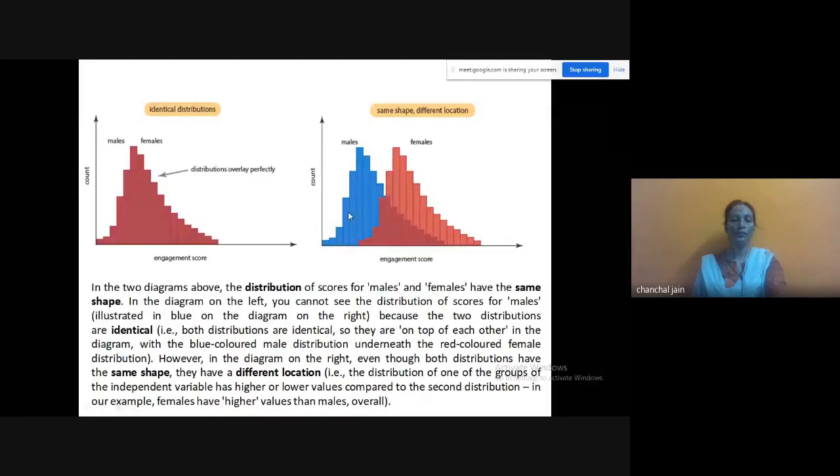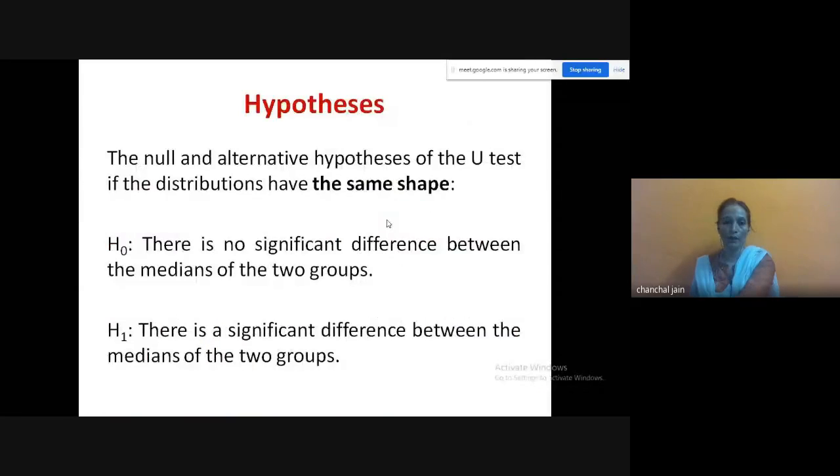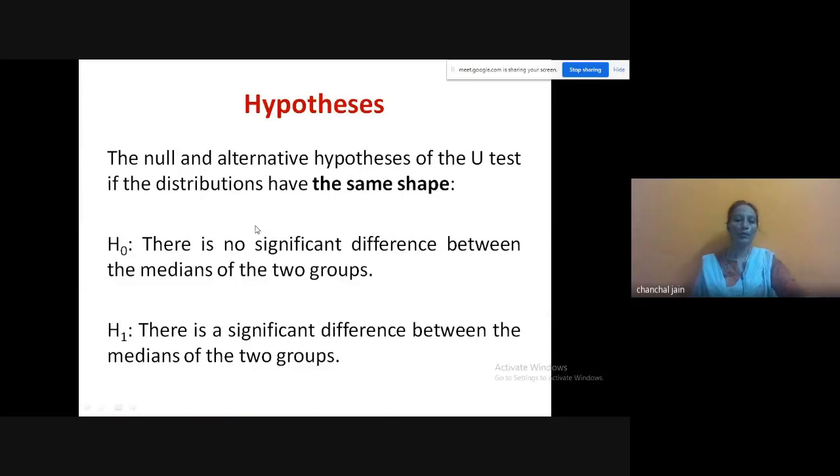But if suppose you get the same shapes in both the groups, even then you can proceed with the Mann-Whitney test, and your hypothesis will be based on the medians. So what will be your hypothesis? I am showing you your hypothesis. When the shapes are the same, there is no significant difference between the medians of the two groups, and alternatively you can say there is a significant difference between the medians of two groups.